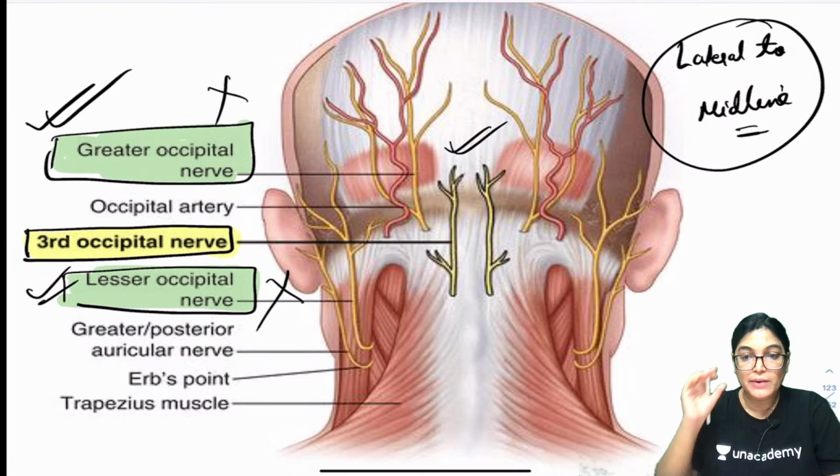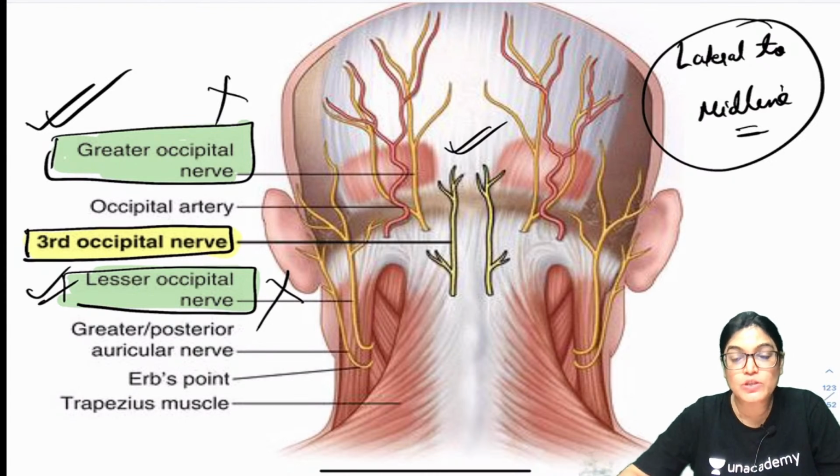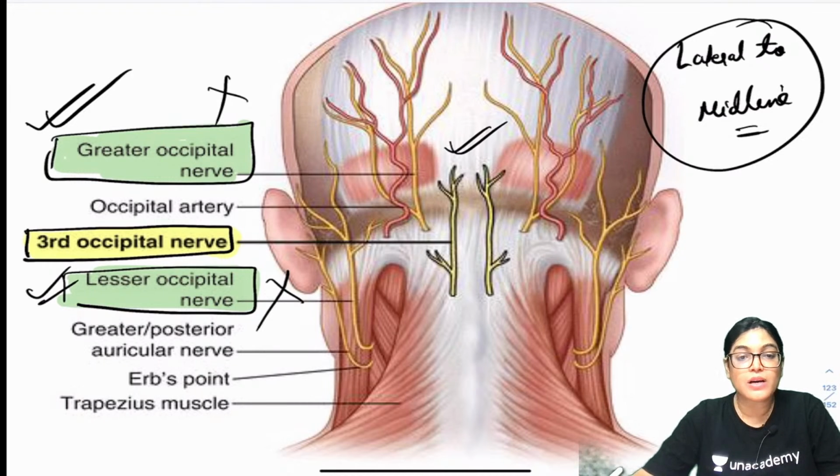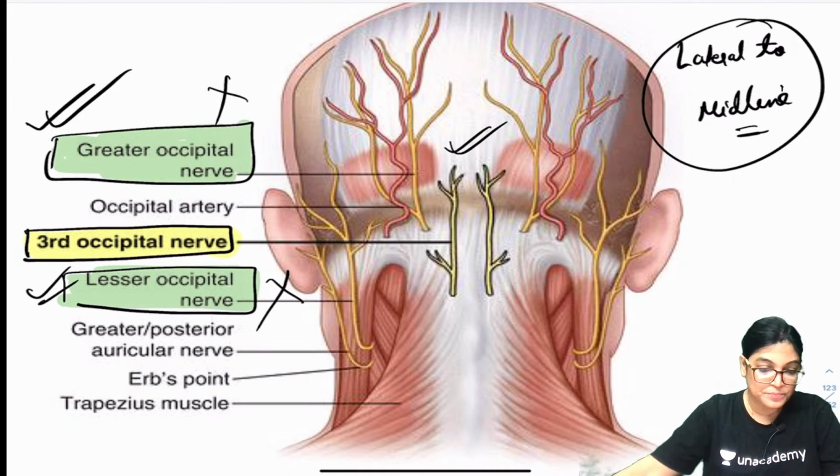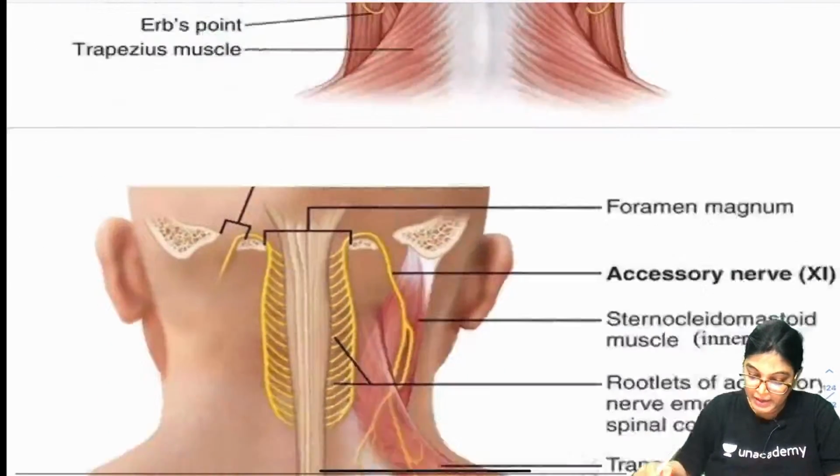Is it okay, everyone? So we are now able to know the correct answer, and we have also ruled out two of the options, the greater occipital nerve and the lesser occipital nerve, very nicely. So let's move on to the next one. What were the other options?